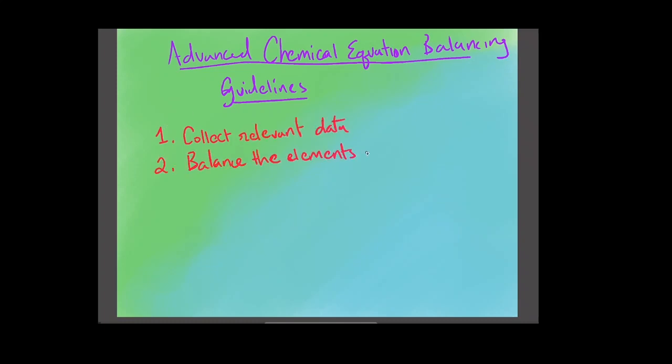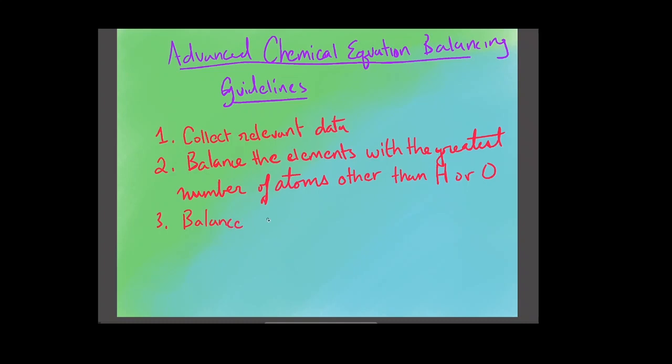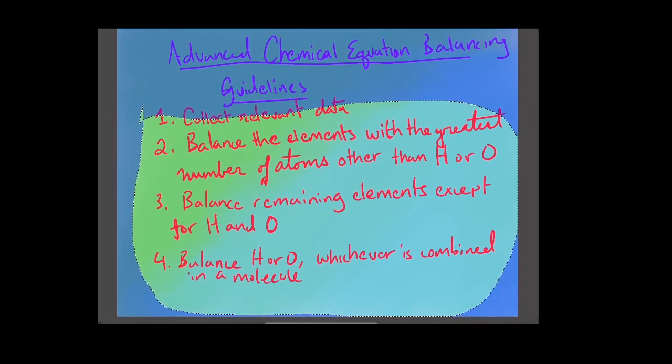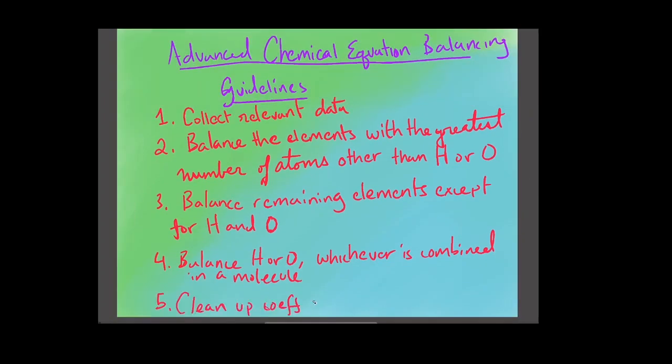Next, balance the elements with the greatest number of atoms in any of the reactants or products other than oxygen and hydrogen. Next, balance all the other elements except for oxygen and hydrogen. Balance oxygen or hydrogen, whichever one is present in the combined state. Leave until the last whichever one is present in the uncombined state. The coefficient of the equation must be a whole number. It is required that any fraction should be cleared.